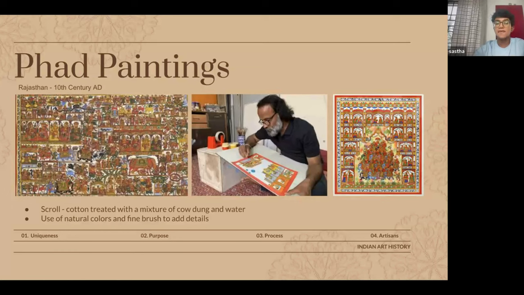Artisans who create Pat paintings are known as Pat painters or Joshis. So Joshi is the name of the family who still continues to paint these. These artists are deeply committed to preserving the tradition of Pat painting, passing down their skills and knowledge through generations.